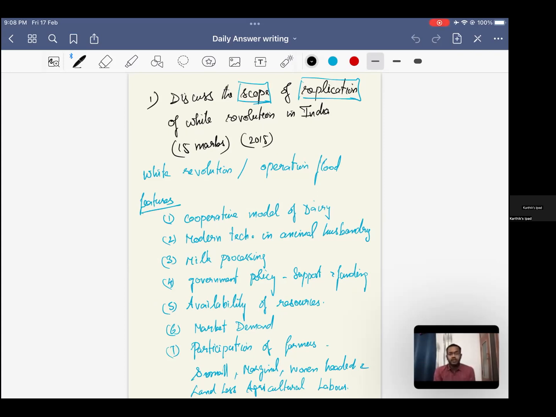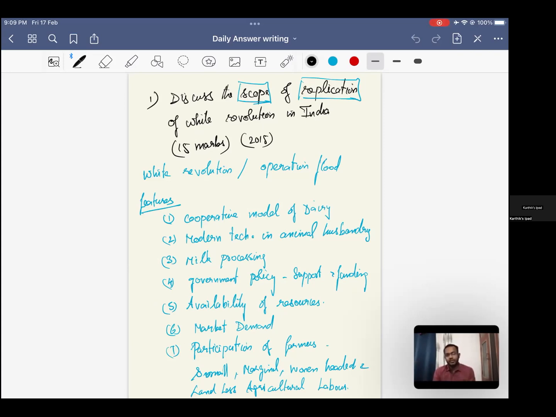One, what is the scope and how to replicate with respect to white revolution. This can be interpreted in two ways. Whether white revolution can be again brought in, that can be one interpretation. But the most possible interpretation is: whatever the features of white revolution that are available, can I replicate the similar idea in different fields? Is there a scope available for that? This is the idea of the question.